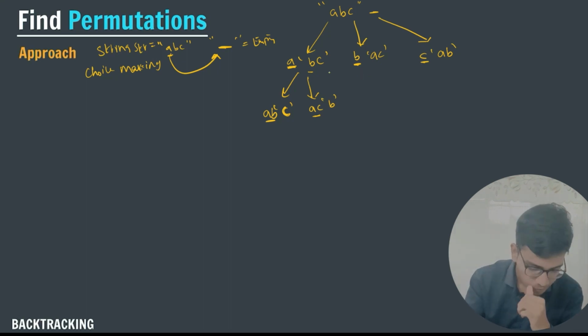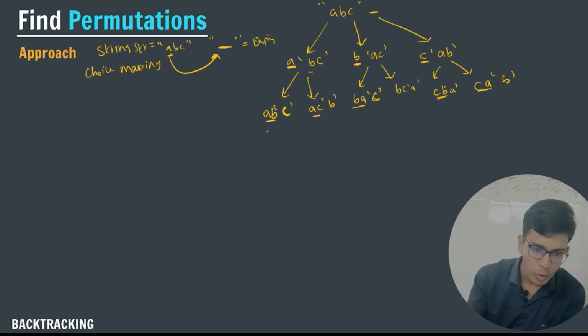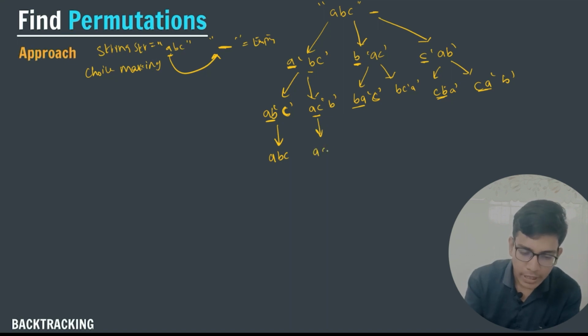Now here in the b branch, I can choose a and I will be left with c. If I choose c in the place of a, then I will be left with a. In this case also I can choose b, and a will be left here, or I can choose a and b will be left. Now in this case I can choose a and I will get abc, or I can choose b and I will get acb, after that bac, after that bca, and finally cba and cab.